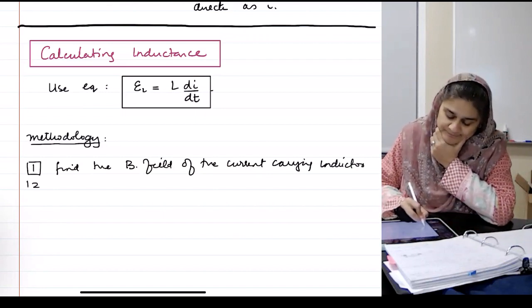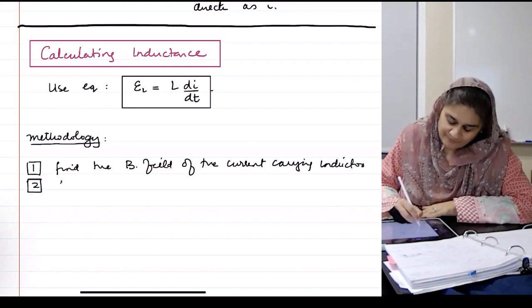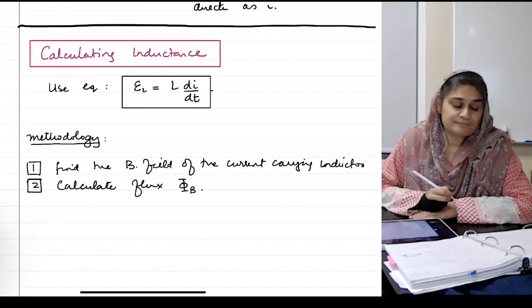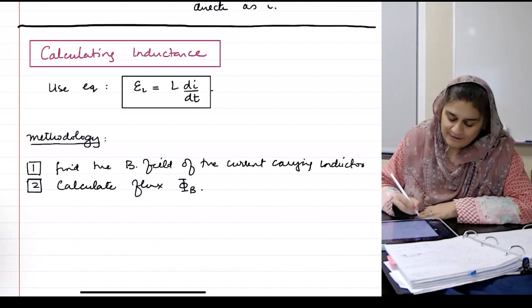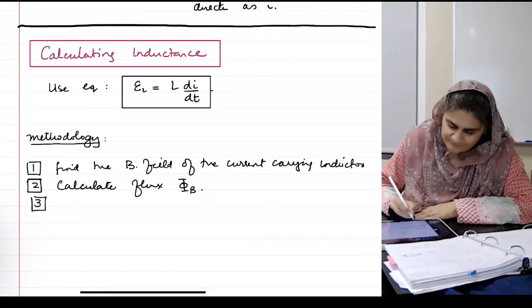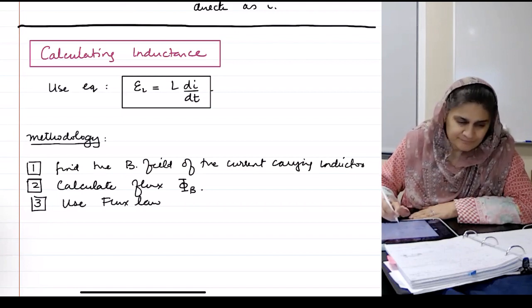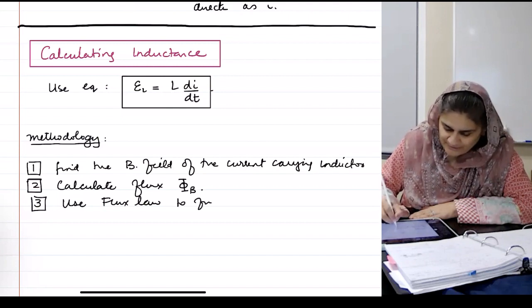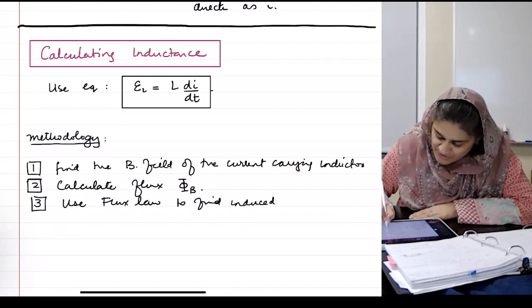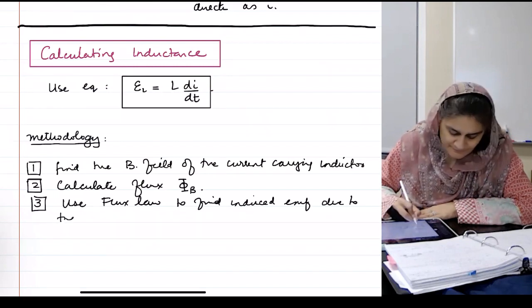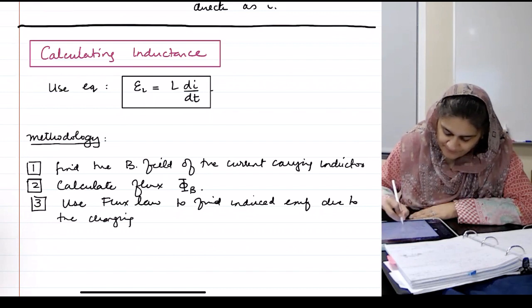Step two, calculate flux, phi B. And number three, use Flux law to find induced EMF due to the changing current.